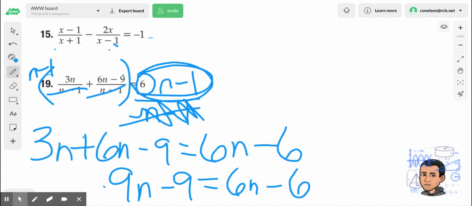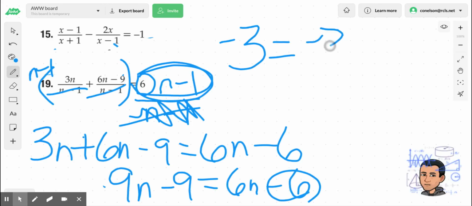Okay, so let's move some stuff around. If I add the 6 to both sides, I'm going to get negative 3 over here. And on the right side, I guess I'm doing it negatively, 6n minus 9. And why am I doing that? I don't know. Maybe it's because somebody's dancing in the background right now. Negative 3n. It looks like I'm going to get n equals 1.